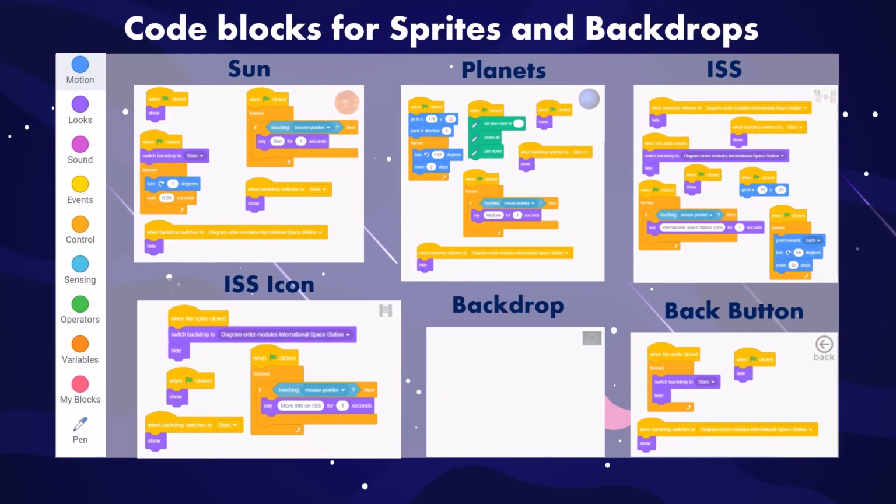Speaking of PictoBlox and coding, these are the code blocks from my sprites and backdrops. Here I've given the coding for the Sun, the planets, ISS, ISS icon, the backdrop, though I have done no coding in the backdrop, and the back button. On the left side, you can see the various palettes and the extensions that I have used for coding.